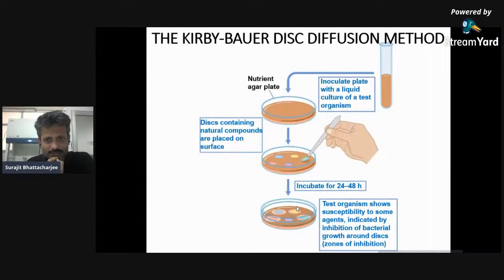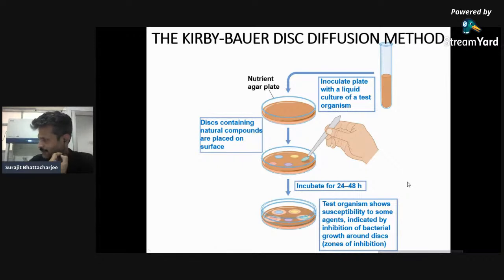Here is the basic methodology which we generally follow. First, we inoculate the plate with the liquid culture, and then we seed it uniformly throughout the medium. Then we place the disc containing the compounds at a defined concentration, and incubate it for 24 to 48 hours. If the compounds have antimicrobial potential, they generate a clear zone surrounding the disc, and based on the diameter of the clear zone we can determine the antimicrobial potential of the compound.